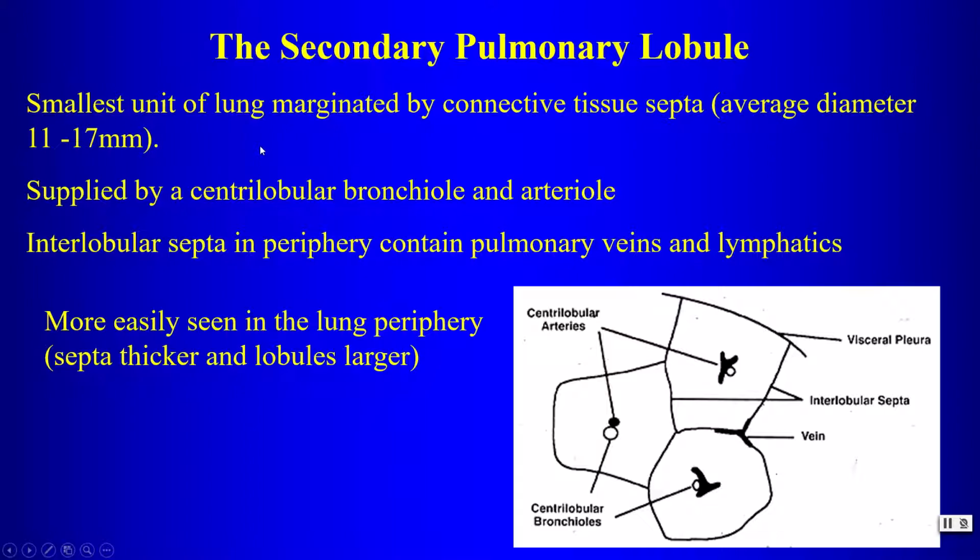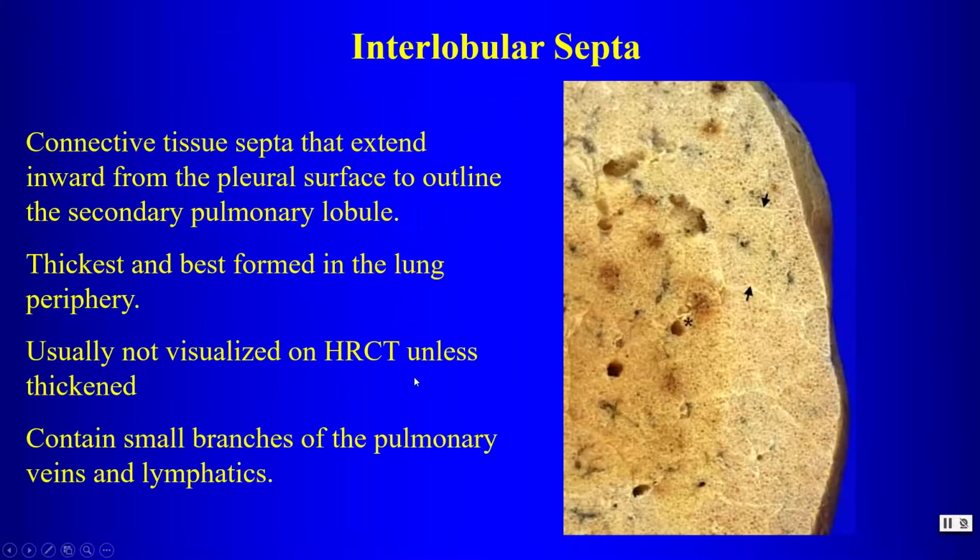Now, the secondary pulmonary lobule, you need to be familiar with this. This is the smallest unit of lung marginated by connective tissue septae. So the average diameter is about 11 to 17 millimeters. It is supplied by a centrilobular bronchiole here, diagrammatically represented, and a centrilobular arteriole. There are interlobular septae in the periphery here, and these contain pulmonary veins, small pulmonary veins, and also contain lymphatics. So these interlobular septae are normally easier to see in the periphery of the lung.